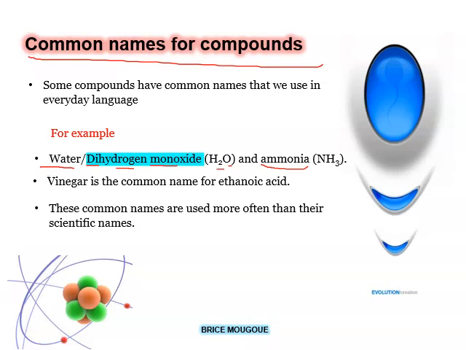Otherwise, it would have been nitrogen trihydride, for example, but we simply call it ammonia. Same applies with vinegar, which is the common name for ethanoic acid. And these common names are used much more often than we actually use the chemical or the scientific names.